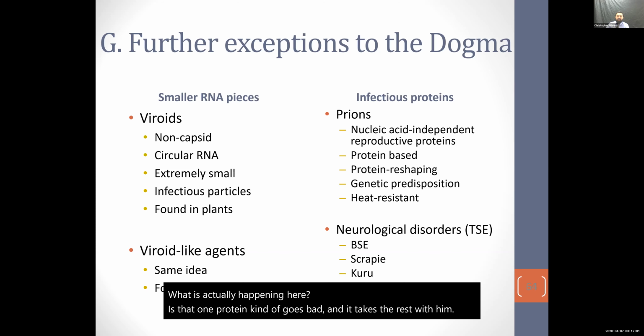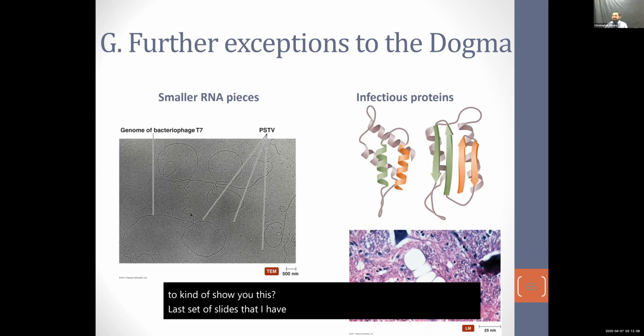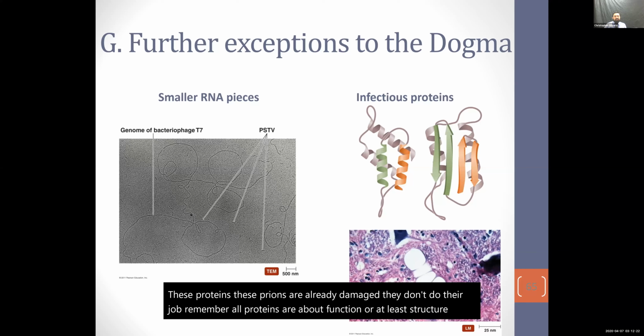So what happens with the whole mad cow disease concept? And allow me to show you this in the last set of slides that I have over here, is that these proteins, these prions, are already damaged. They don't do their job. Remember, all proteins are about function, or at least structure. So what happens when these ones are misshapen, they start clustering around each other and start leaving holes.